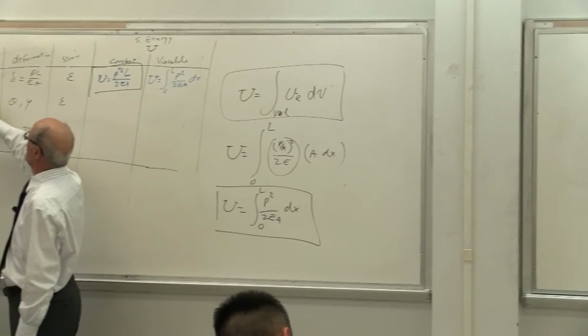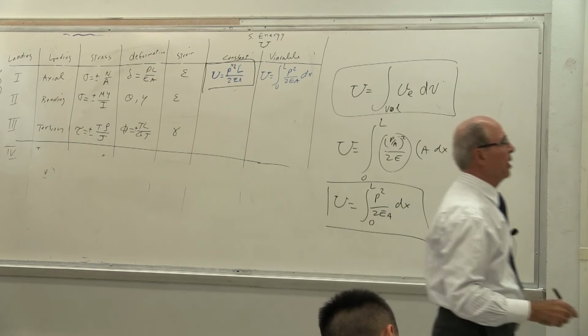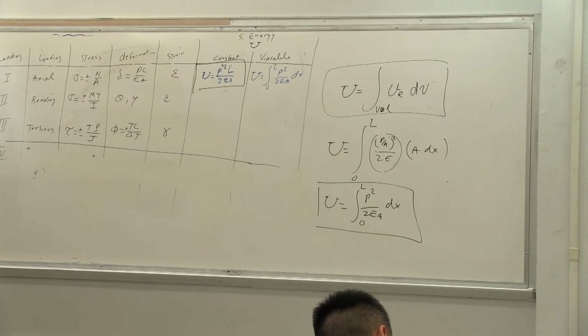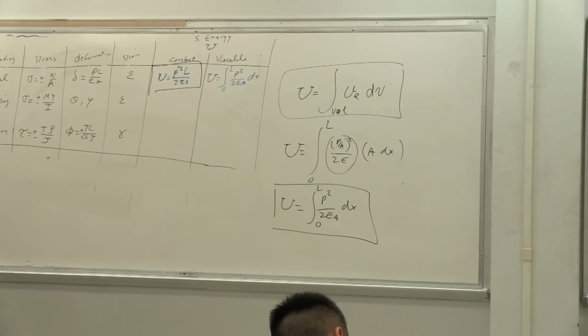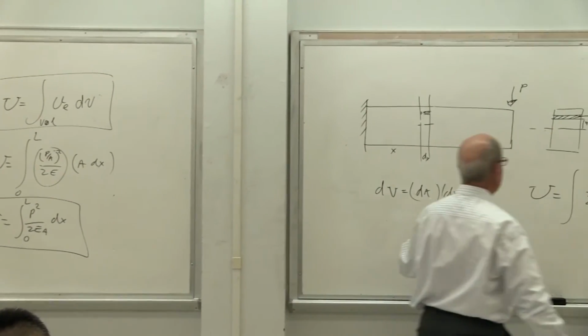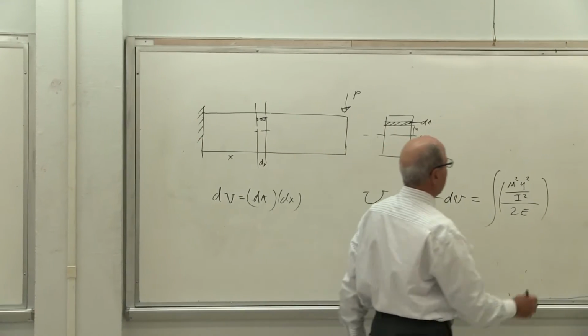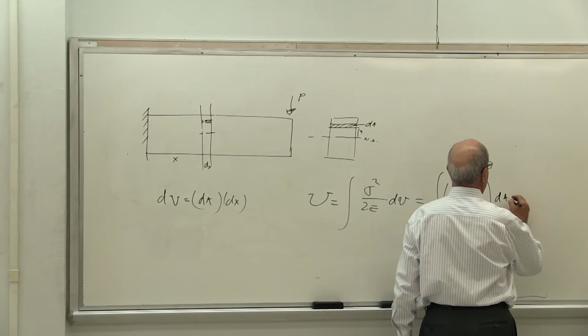When I square it, it becomes m squared, y squared, I squared. Is that correct or not? Yes? Divided by 2E, that is this one. Yes or no? Multiplied by my little volume. What's my little volume? dA times dx.